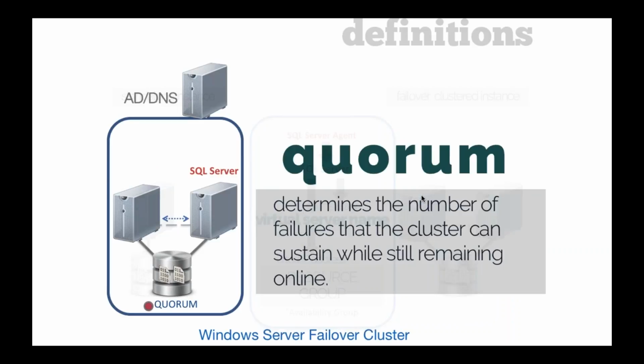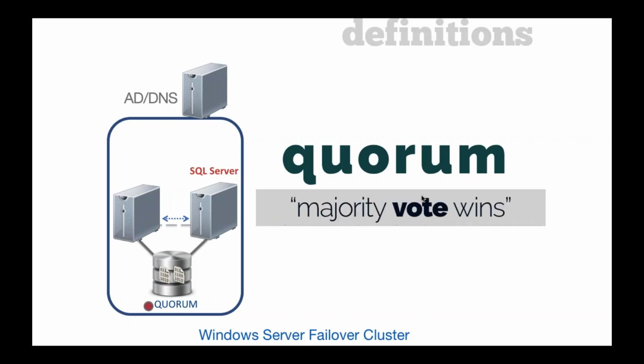The next concept is what I consider the most complex, the most complicated concept, yet the most important one in a failover cluster: the quorum. Now, the quorum determines the number of failures that the cluster can sustain while still remaining online. I kind of simplify the concept as majority vote wins. Every node in a Windows Server Failover cluster contributes to a vote.